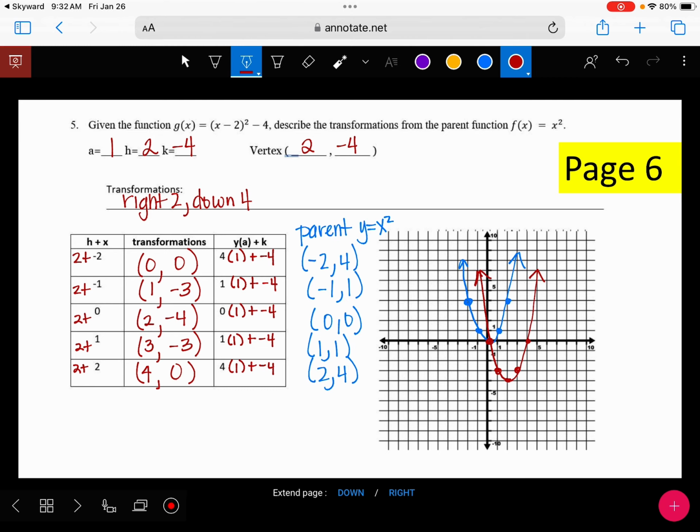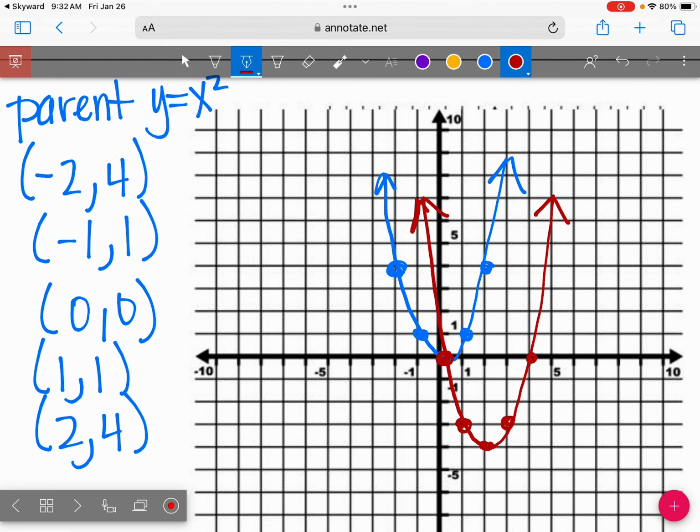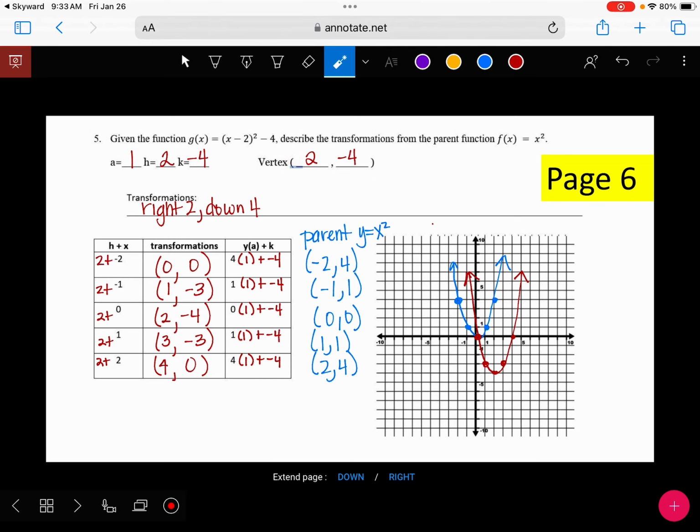And when you compare these 2 graphs, so this is the mama graph right here. Can you see how the red graph did exactly what we said it would do? It moved to the right 2 and down 4. That's the transformation of our 2 graphs. Okay, I'm going to end there. Any questions so far?